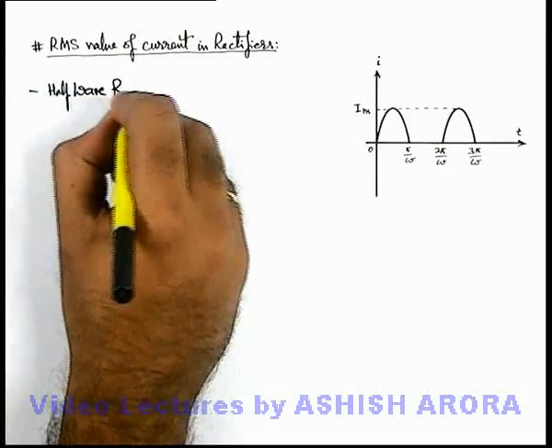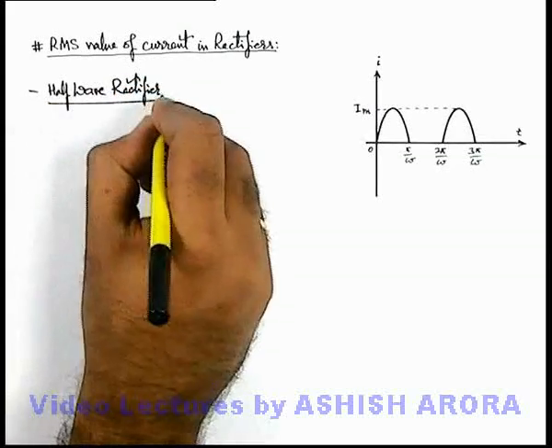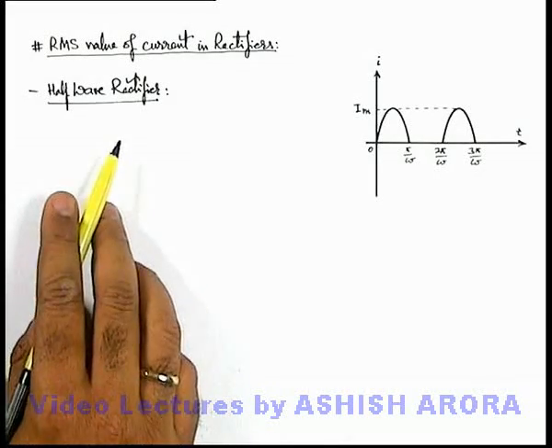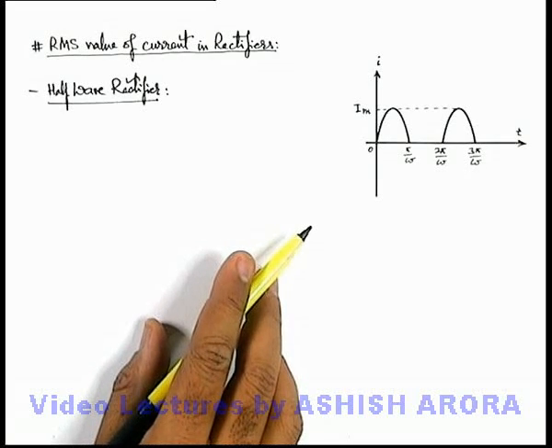We know that in a half wave rectifier, the output corresponds to only one half cycle of the alternating current. And the variation of current with time in the output of a half wave rectifier can be seen in this picture.